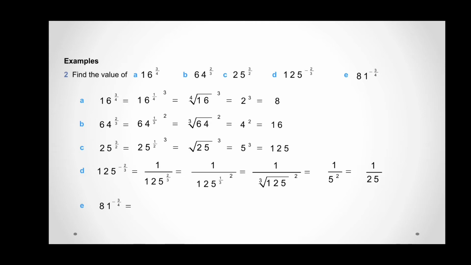Last one, 81 to the power minus 3 over 4. You can write as a plus power, 1 over 81 to the power 3 over 4. Then take the fourth root of 81 and cube it. So the fourth root of 81 is 3, cube 27. So 1 over 27 is the answer.